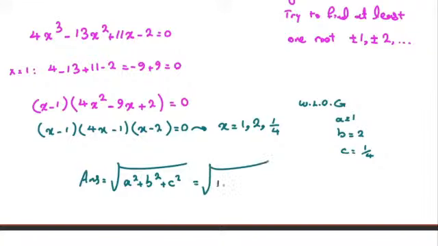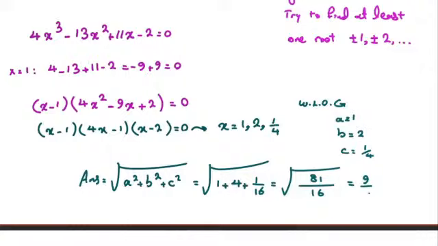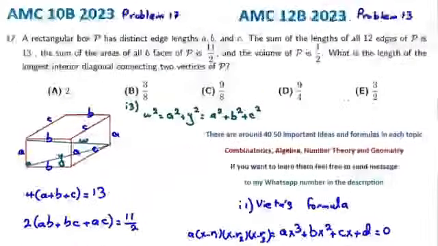So it will be 1 plus 2 squared, 4, plus 1 over 4 squared, 1 over 16. So if we use common denominator 16, 1 plus 4, 5 times 16, 80, plus 1, 81. If we consider the square root, it will be 9 over 4. So the answer is 9 over 4.